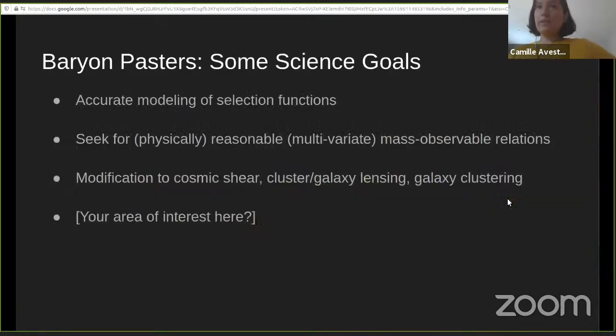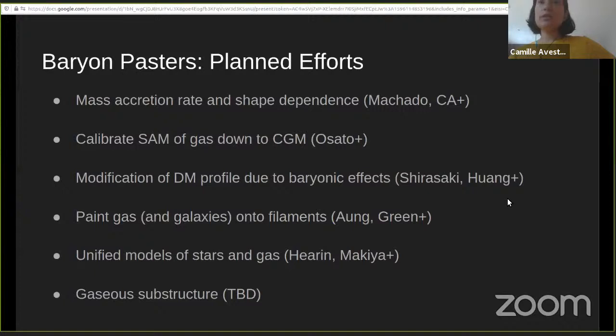So some science goals to give you a highlight: folks are interested in accurate modeling of selection functions, to seek reasonable multivariate mass observable relations, and to see how the pasting modifies your cosmic shear, cluster galaxy lensing, galaxy clustering, etc. So there's a number of planned efforts. It's always welcome to have more hands on deck, but just to give you a sense of what some folks are doing.